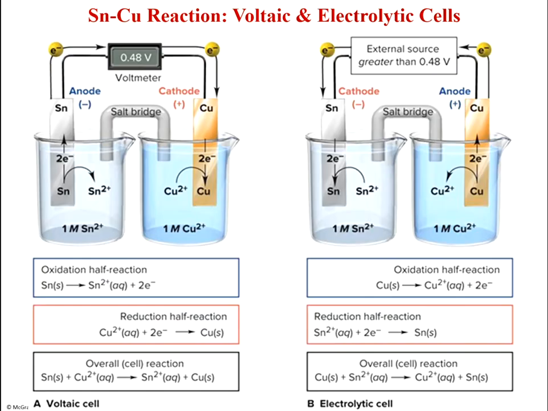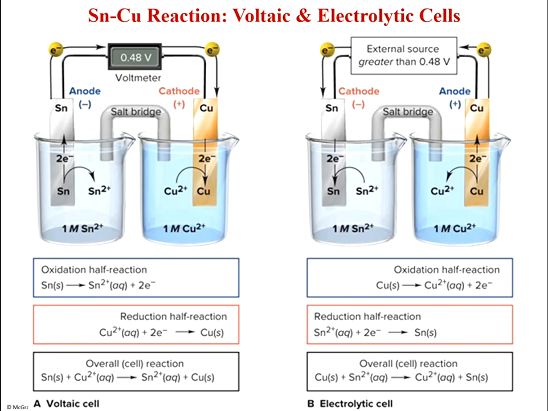And if you remember back to your activity series, you know that copper was at the very bottom, so that tends to be a species that is readily reduced. So on the left-hand side for our voltaic cell, tin is oxidized, copper is reduced, and our overall cell reaction is shown at the bottom. In this case, the electrons move through a voltmeter, or they could move through your stereo, or your cell phone or some other electrical device and do work, allow you to hear things or talk.